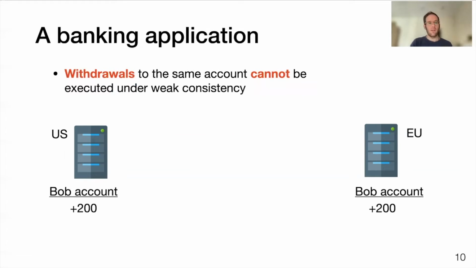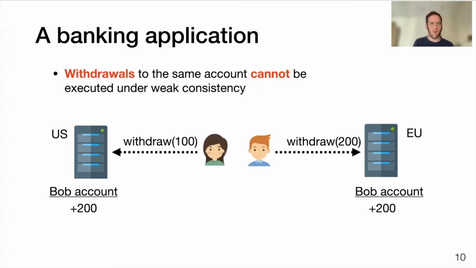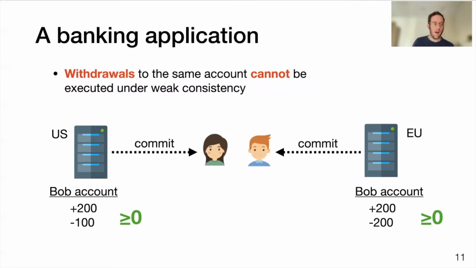So let's try to execute them under weak consistency. Let's assume that Bob's account has 200 euros at the moment and that replicas are fully synchronized at this point. So we are going to withdraw money concurrently from both replicas. What's happening now is that since there is no synchronization or coordination between replicas, because we are executing this under weak consistency, both are going to commit because no operation violates the application invariant by itself.